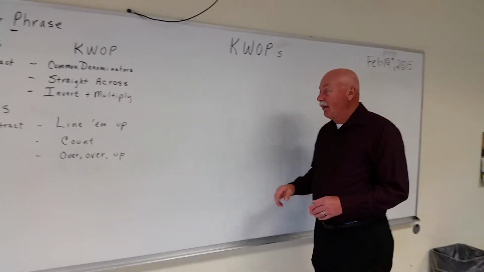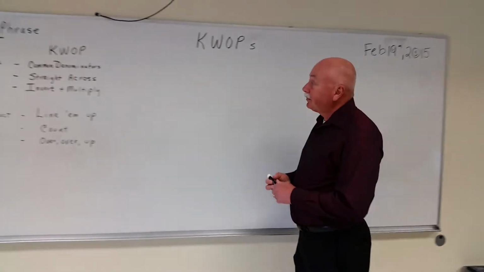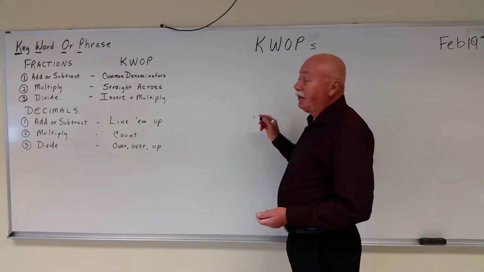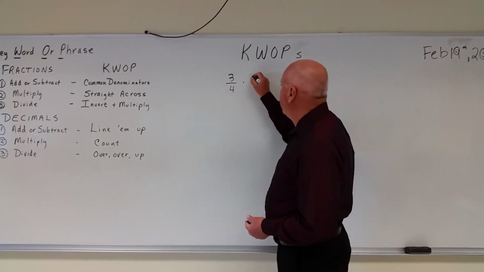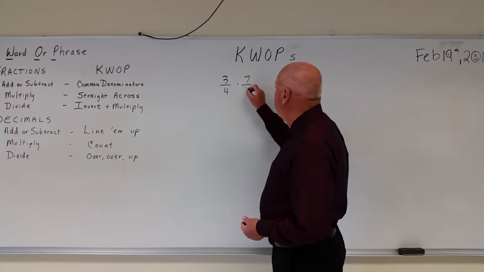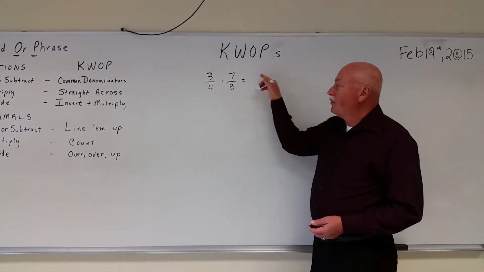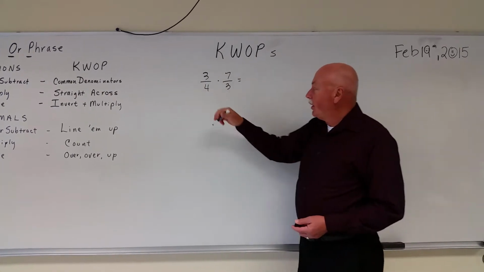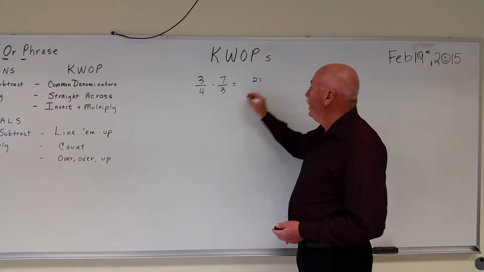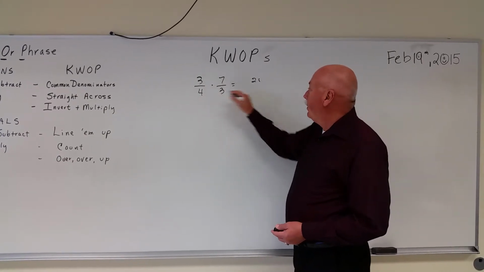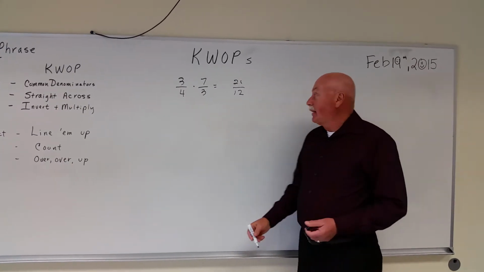Okay, let's take an example. If we are going to multiply 3/4 times 7/3, what we do is look at that and multiply straight across, because that's your Kwop right here. So 7 times 3 is 21. 3 times 4 is 12. And that's how we do it.